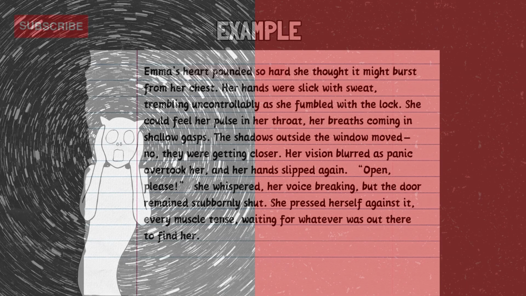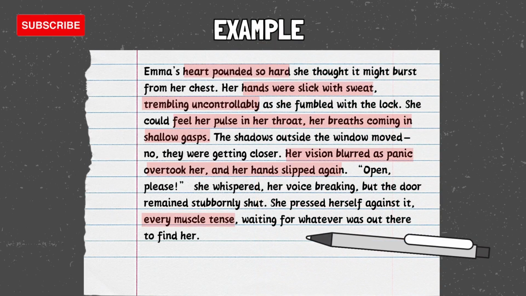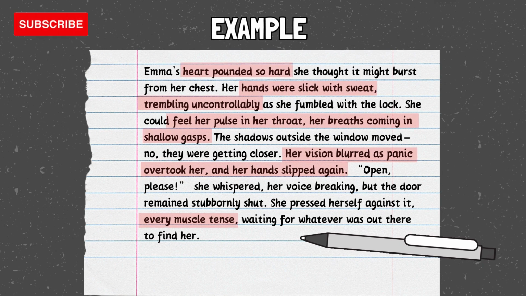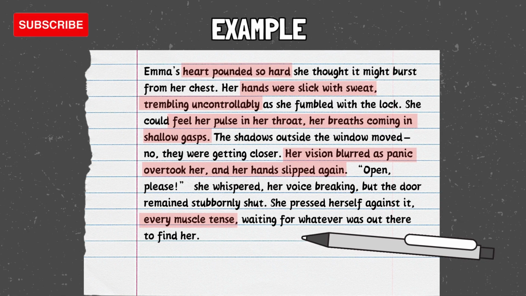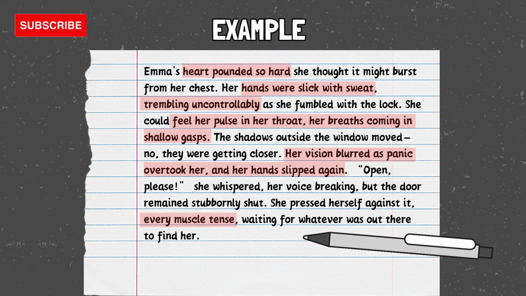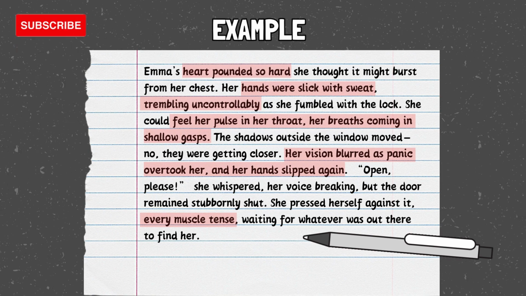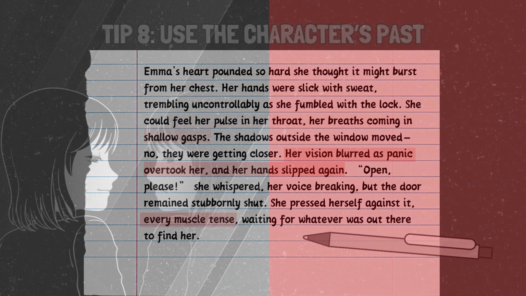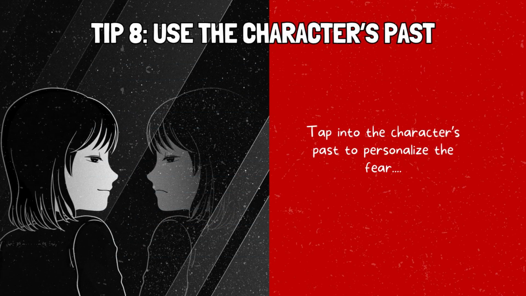Take a look at this example. In this scene, Emma's escalating panic is shown through her physical reactions, her racing heart, trembling hands, and shallow breaths. These internal cues make her terror visible, allowing the reader to feel her fear and desperation, amplifying the intensity of the moment.